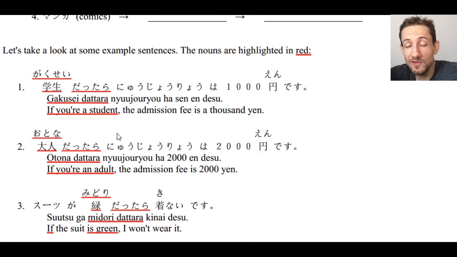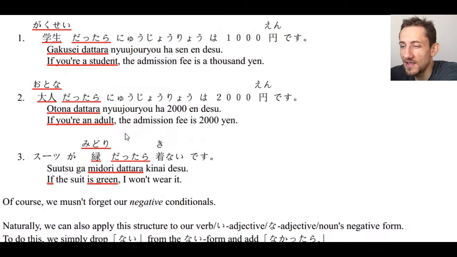And that's going to do it for today. So in our next lesson, we're going to look at how to conjugate our conditionals to the negative form. I didn't want this video to run too long, so I thought I'd break it up into 2 parts. In this part, we learned how to conjugate to the conditional form in the affirmative sense. So next time, we're going to learn how to say things like, if the suit is not green, I won't wear it. Or if you're not an adult, the admission fee is 2,000 yen. So we'll learn how to make our conditionals negative, which is, of course, very important. So be sure to check that out next week.